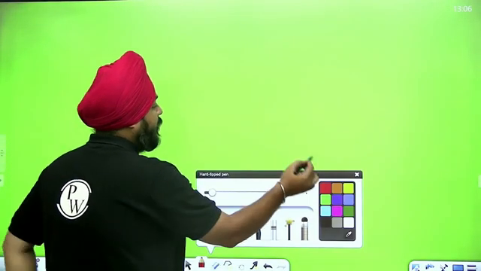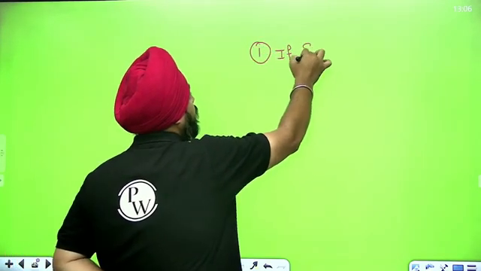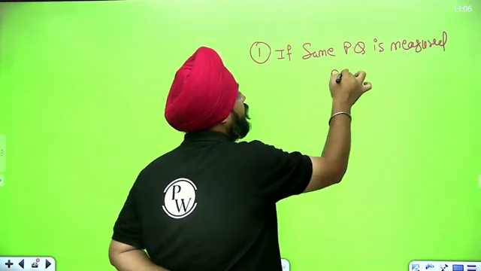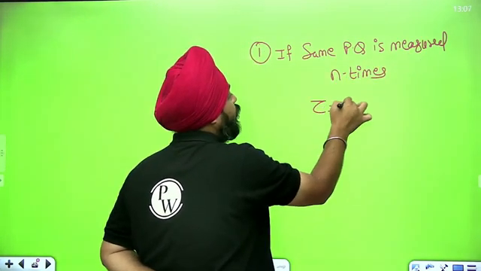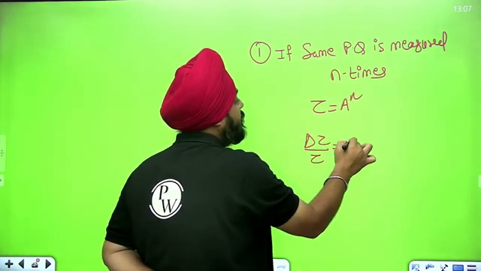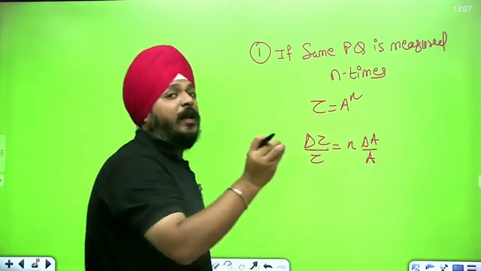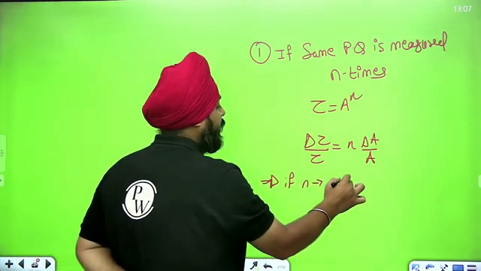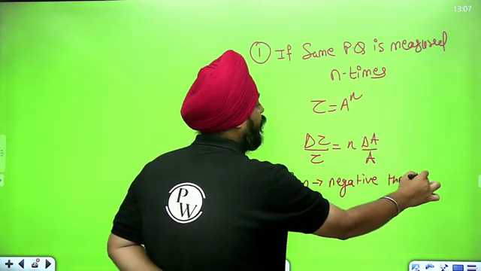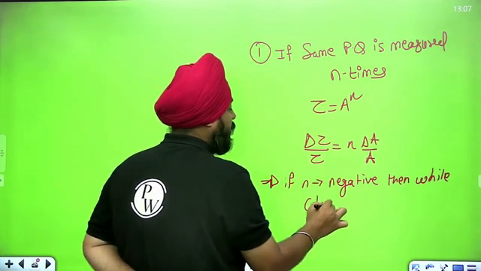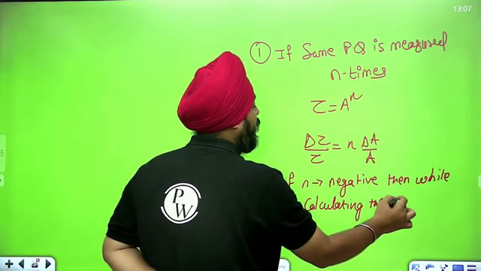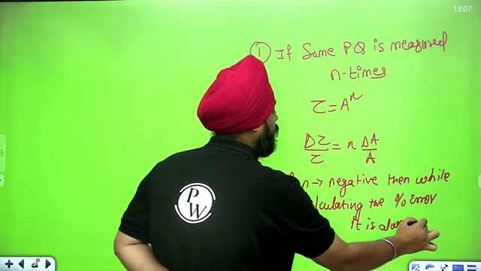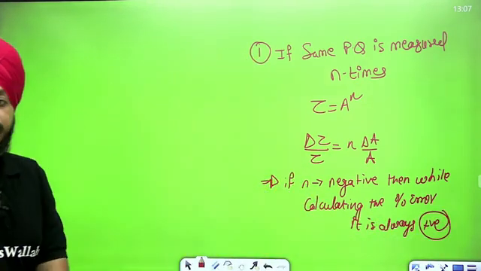What about a physical quantity where the same physical quantity is measured n times? Z is equal to A to the power n. Directly we write delta Z by Z is equal to n delta A by A, if n is given as positive. If n is negative, then while calculating the percentage error, it is always positive. This is the third case of the combination of errors.